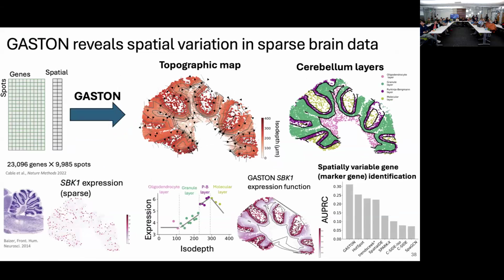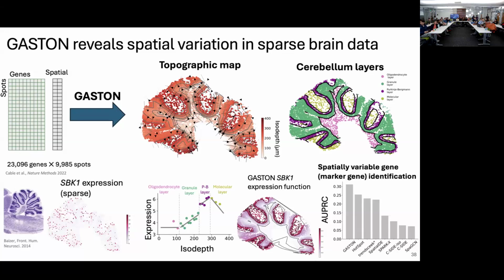Okay, so this is the cerebellum tissue that I showed before. Using this global model, you can learn this 1D coordinate that gives you the layer depth. It's 0 on the outside and very large on the inside. And these gradients tell you the directions in which expression increases, from the inside to the outside. By using this topographic map, you can find these different clusters, these different layers.